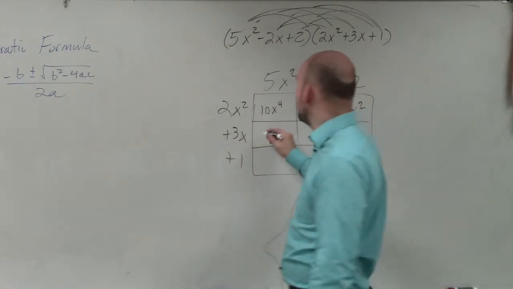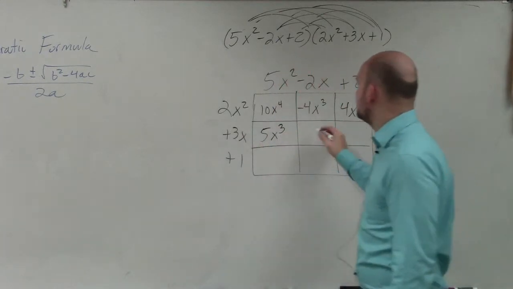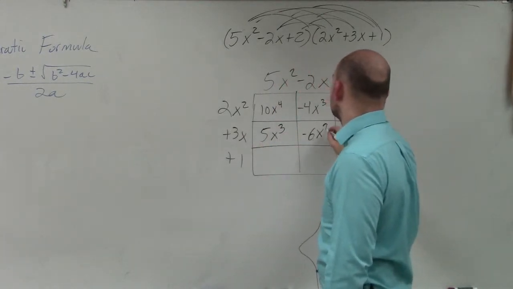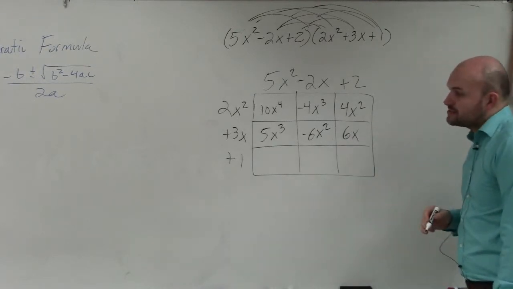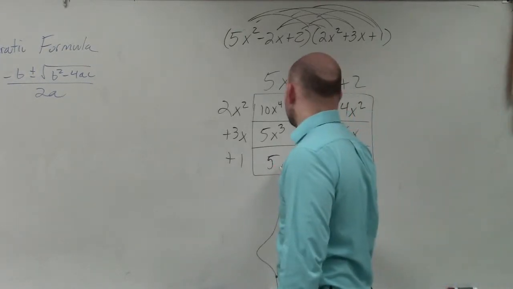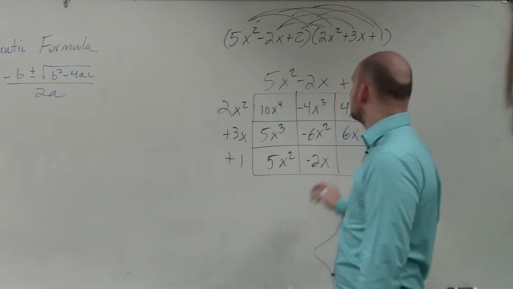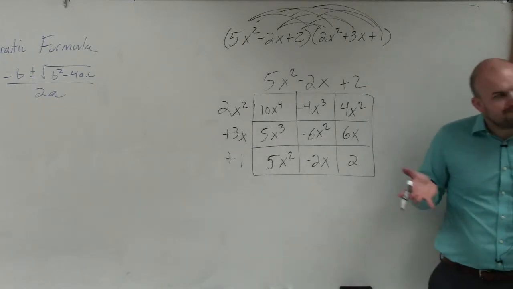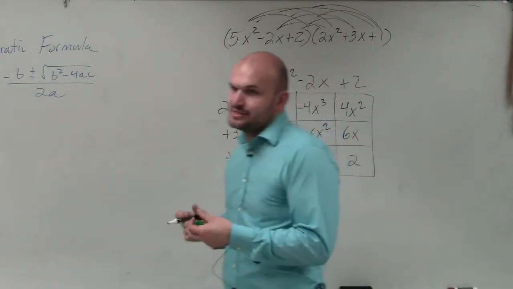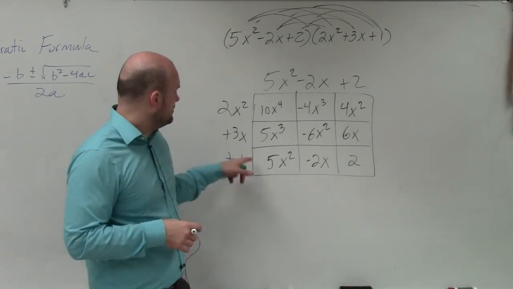3x squared times 5x, which would be 15x cubed. 3x times negative 2x is a negative 6x squared. 3x times 2 is 6x. 5x squared times 1 is 5x squared. 1 times negative 2 is a negative 2x. And 1 times 2 is 2. Now, what I like about this method is, ladies and gentlemen, when we are doing this, yes, did I mess one up? That is 15x.